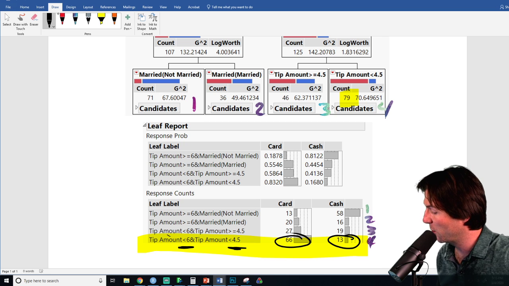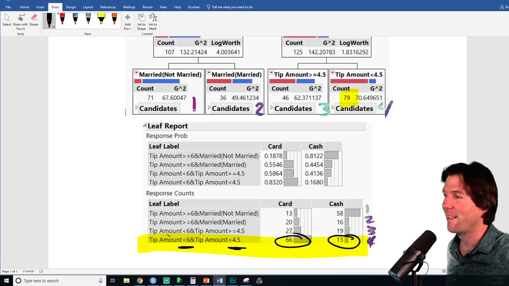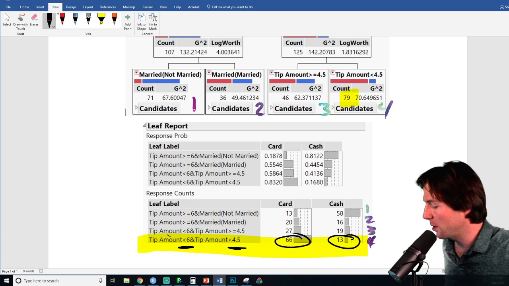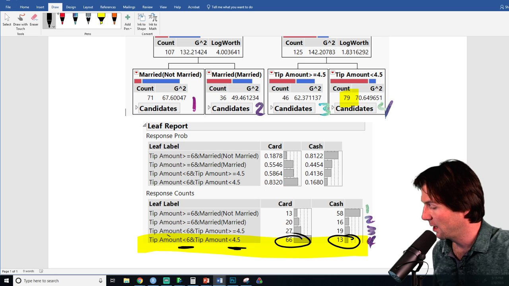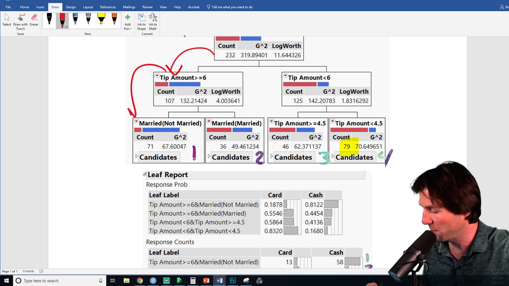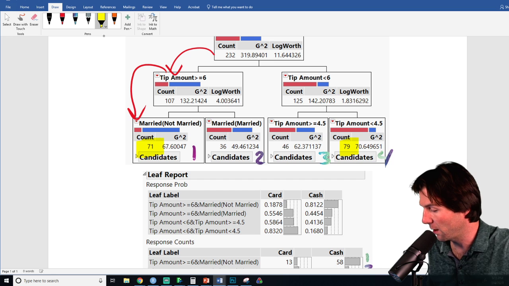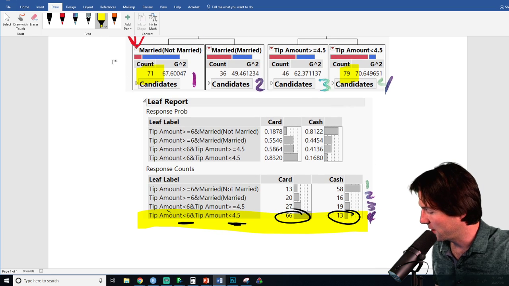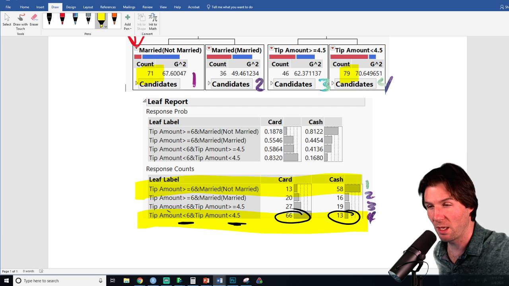So if you notice, these people were more likely to pay with card. They swipe their card, they punch in the amount, and you're like, you didn't tip a lot. These are the people who tip the least amount, and they're more likely to pay with card. These people over here in leaf number 1, which is not our biggest leaf, but we can talk about it, are people who paid $6 or more in tip, and they're also not married. There's 71 people in this leaf, and of these 71 people, 13 of them paid with card and 58 paid with cash.